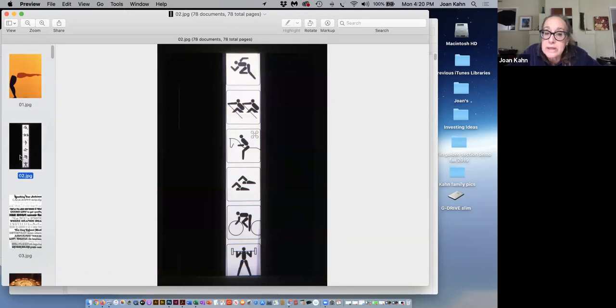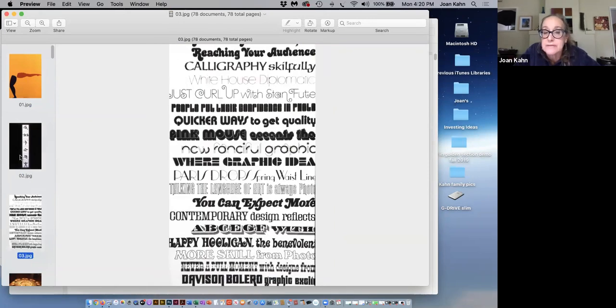Motif can also be really graphic. This is a design for, I think it was the 1984 Summer Olympics. And notice how simple these visual motifs are.